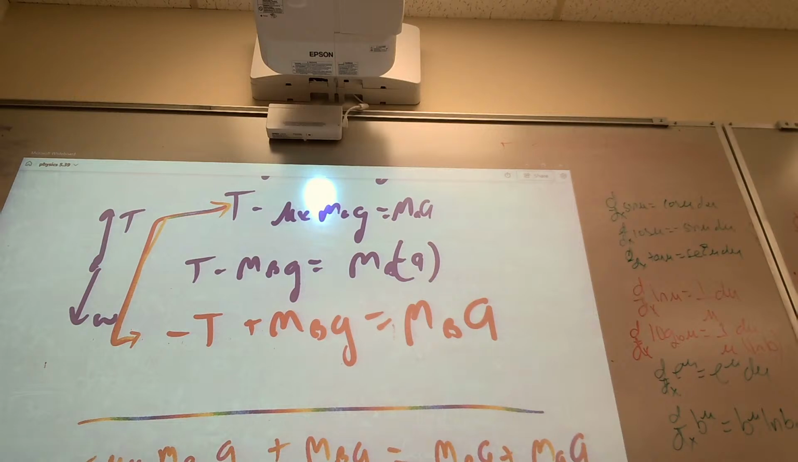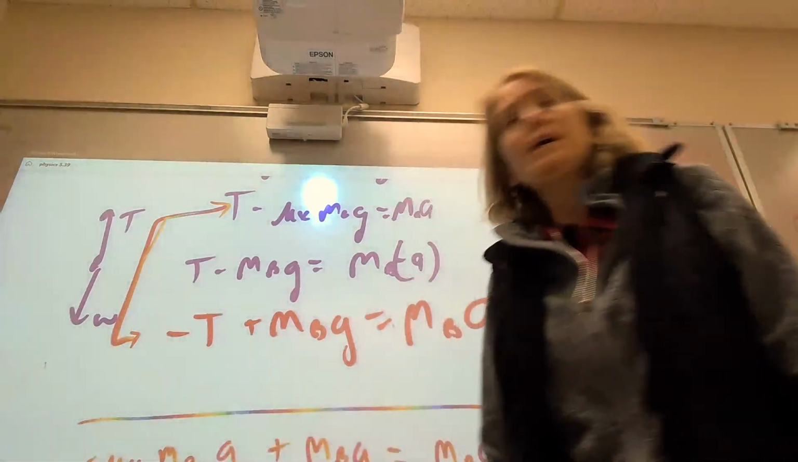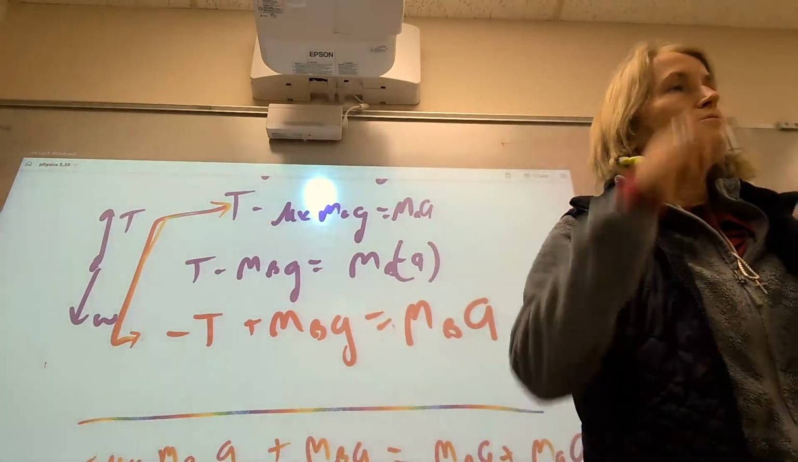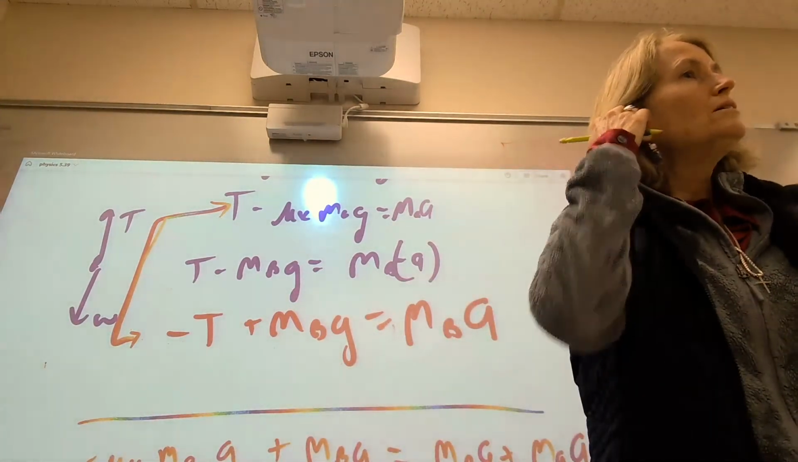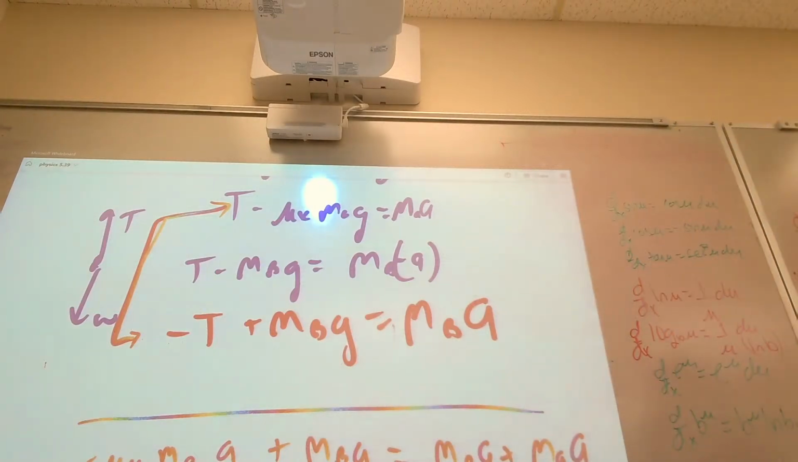The same M. So we have here MA and MB, and then here we have MB and MA. They're not all the same M, so you can't cancel them out. If they were all one M, you could cancel them out.